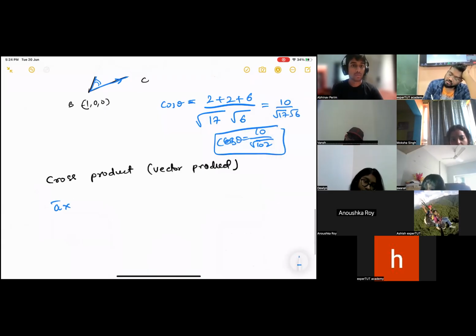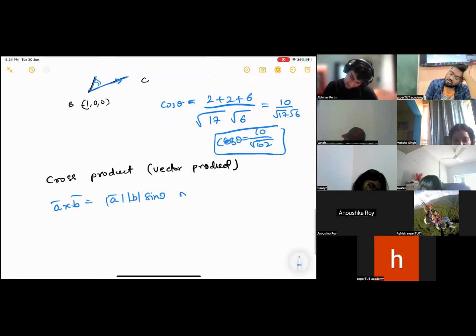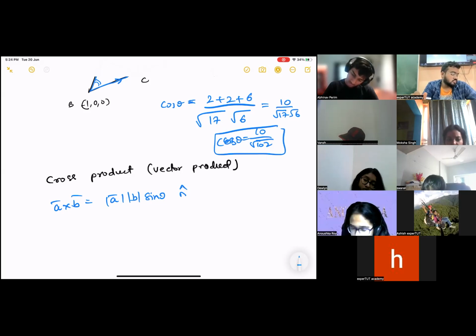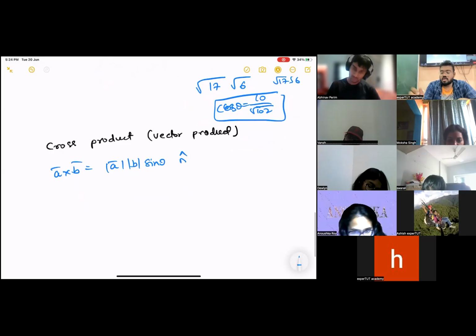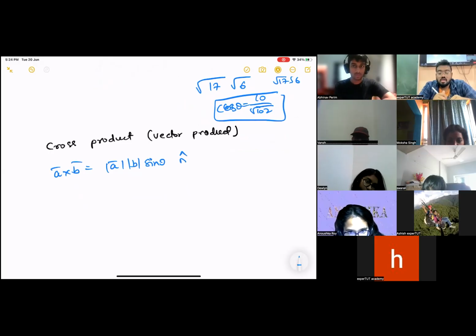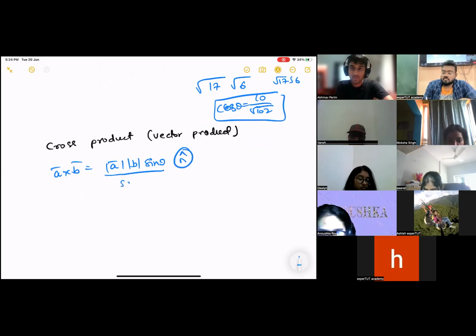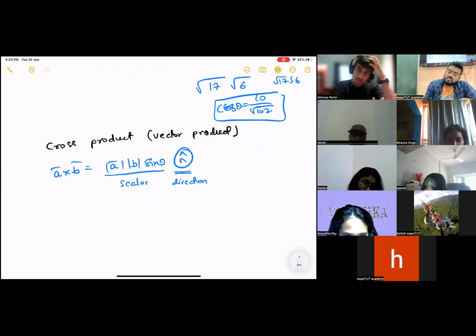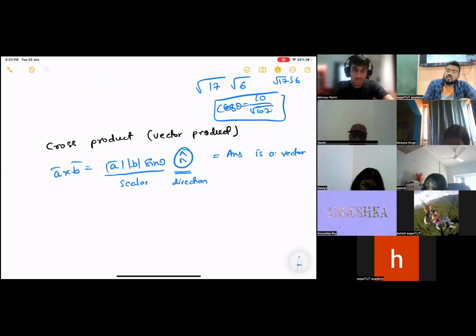A cross B is mod A, mod B, sine theta, n cap. So what is A cross B? A cross B is a little bit more complicated than A dot B because the answer has an n cap here. This is a scalar number, but this is a direction. Therefore the answer is a vector.